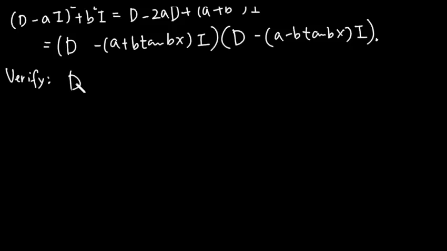It's clear that for the sum of these, first we're going to add the coefficient of I. If you add these two things, you clearly get 2a back. That's d. And negative b tangent bx and positive b tangent bx cancel. And the second part is more complicated.